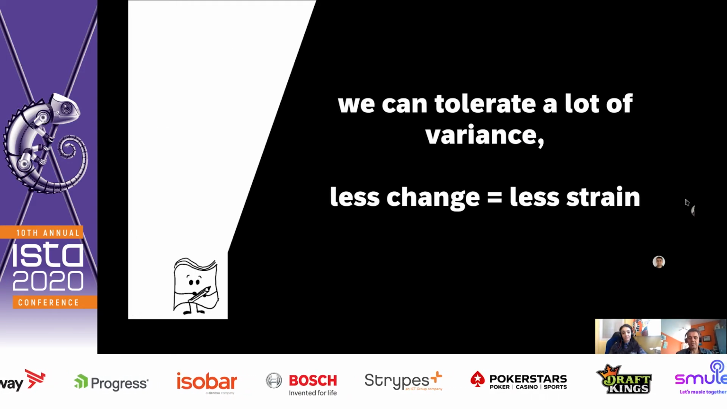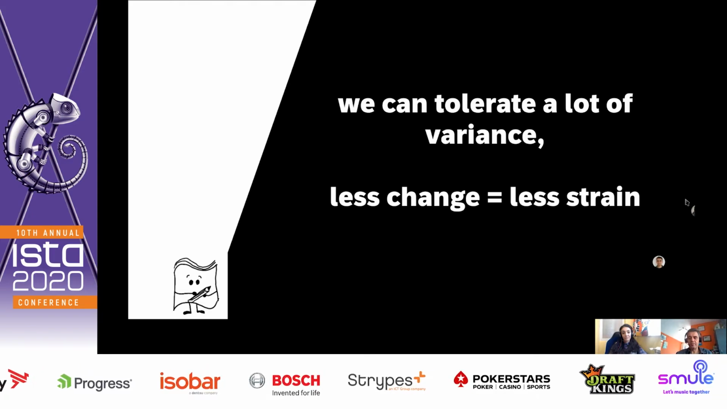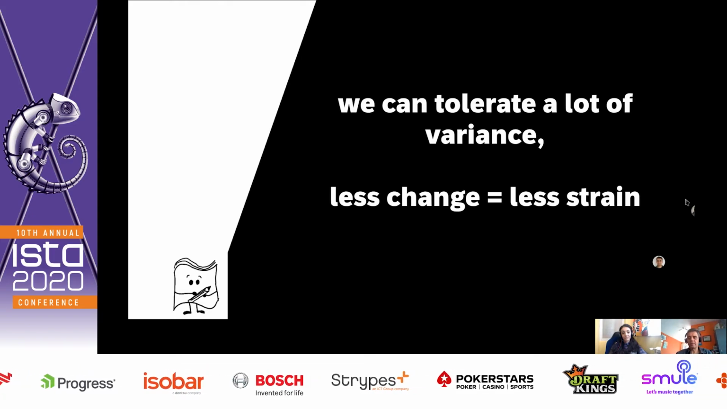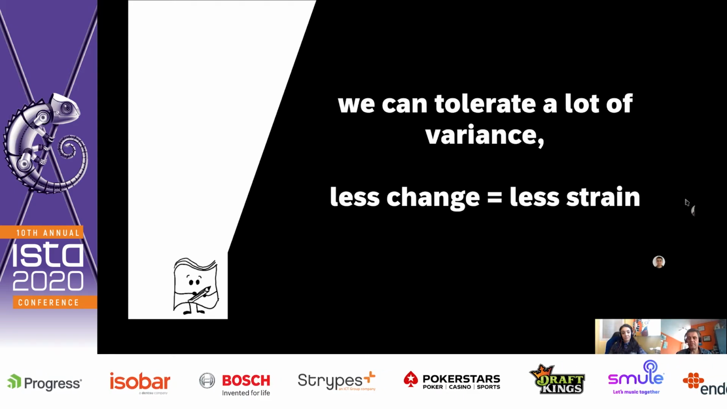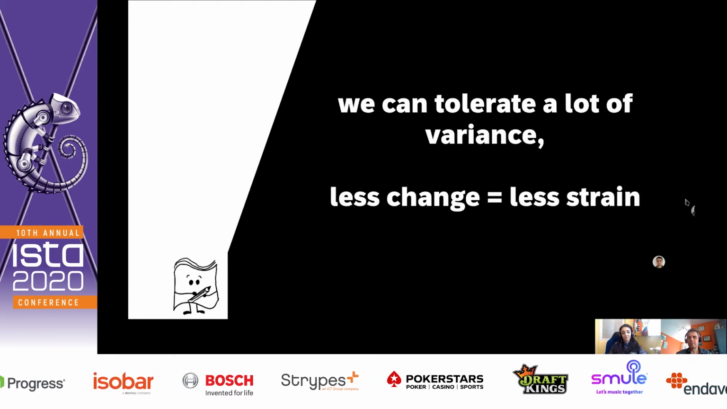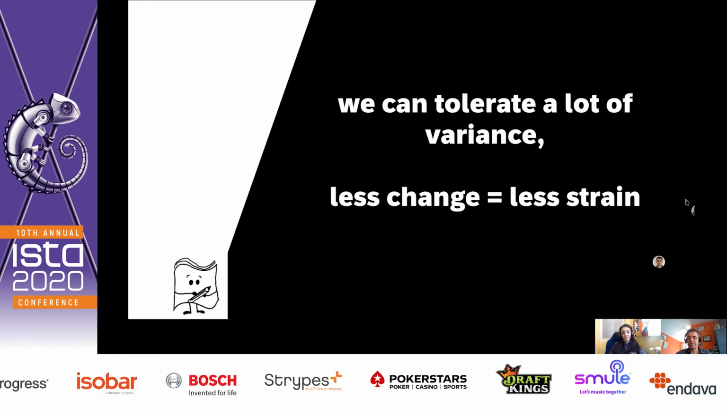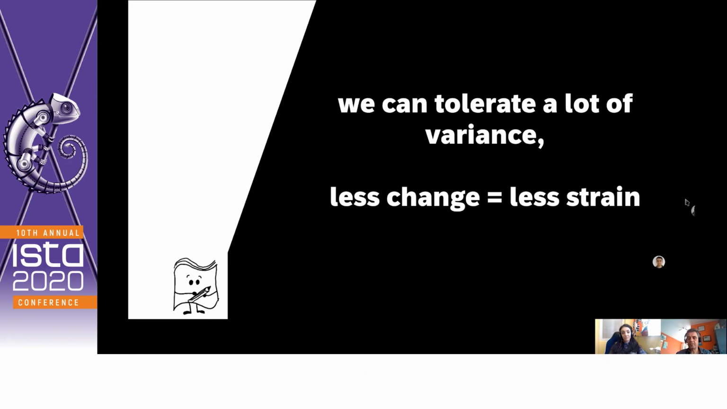And the point here is, yes, we are very flexible, we are very intelligent, we can tolerate a lot of variance. However, less change, less variance means less strain on us as users, and it will allow us to focus on the important things, the things that we want to do, and not on struggling with the UI.